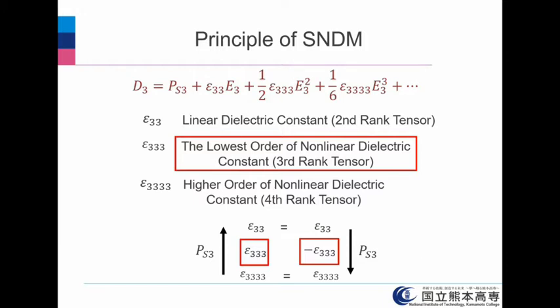When the polarization direction is changed to this way, the linear constant epsilon 3 is not changed. However, the sign of odd order nonlinear dielectric constant changed like this. It means that judging from the sign of the nonlinear dielectric constant, we can determine the polarization direction.